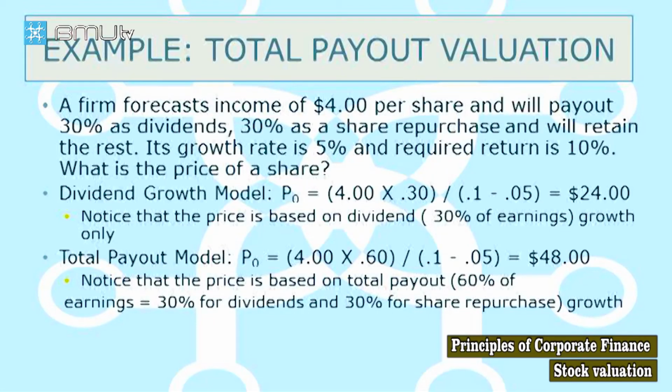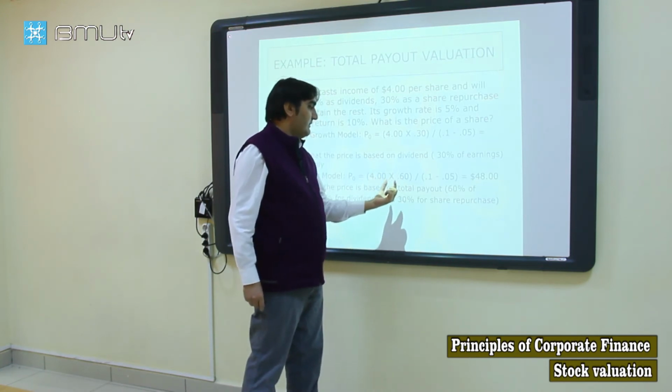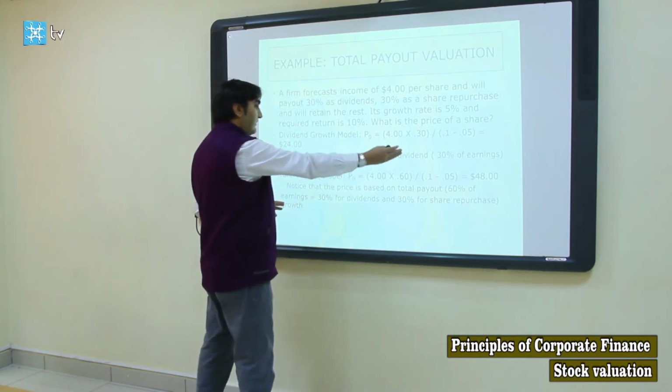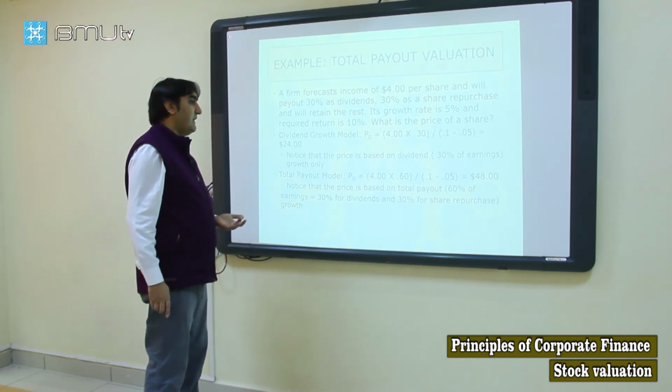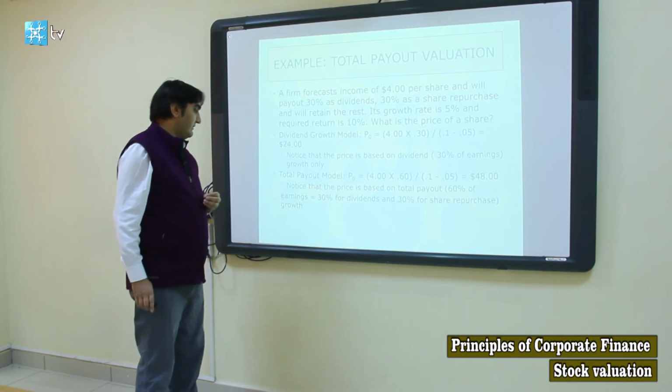So dividend is 30% of earnings, $4. For total payout, the investor will get 30% from dividends and 30% from share repurchase. So the total amount the investor will get is 60% of income. $4 times 60% divided by R minus G, it becomes D1, the expected cash flow. So it's $48. So we see that the price based on total payout is higher than the price based on dividend payout.